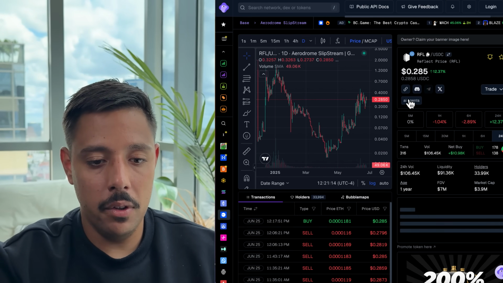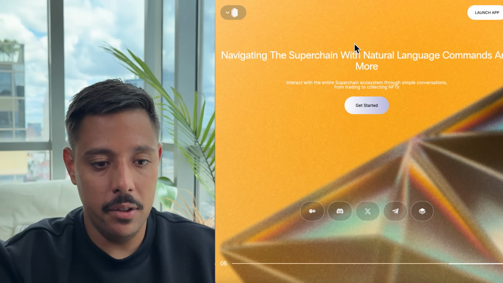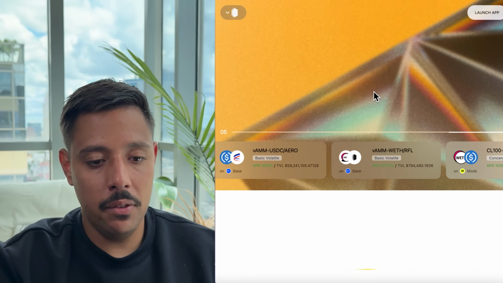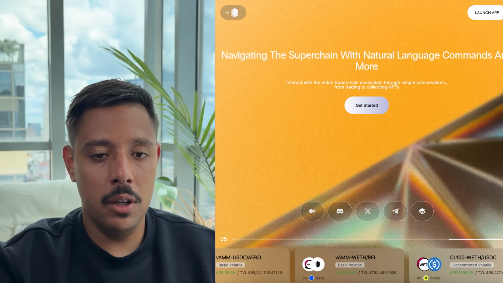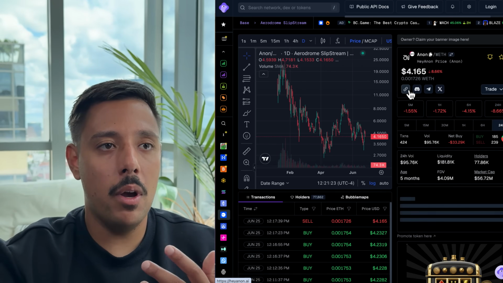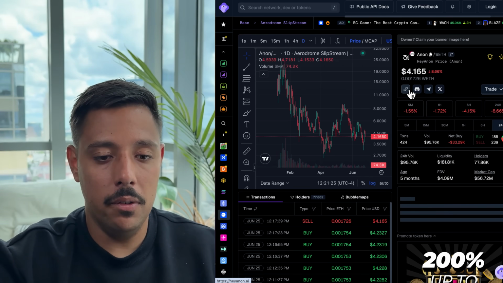RFL, Reflect price. I don't know what this is, but let's go to the website. It looks like an AI agent. This looks like a scam. See, I wouldn't invest in this. Look at the website. It's horrible, but I could look into it if I wanted to. Let's keep going. There are so many coins. This is why I move through them quickly, because there are just so many coins. So let's go to the next one.